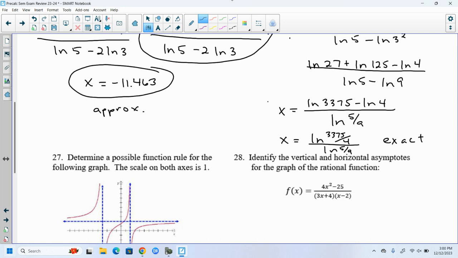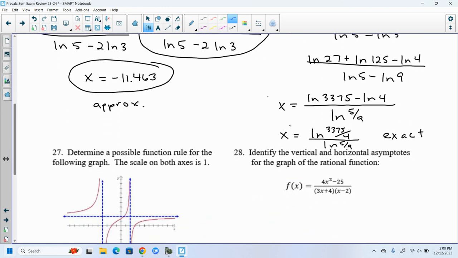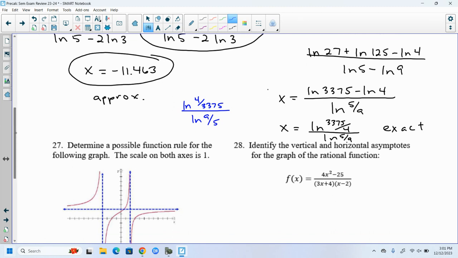Now, you might have, if you moved your x to the right-hand side over here in this step, you will get reciprocals here. What I mean by that is you will get an answer of natural log of 4 over 3375, or you should get natural log of 9/5. Both of those are equivalent and correct. Doesn't matter which one you got.